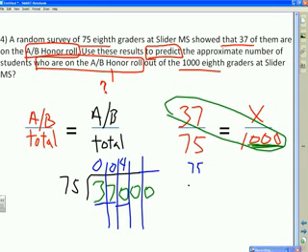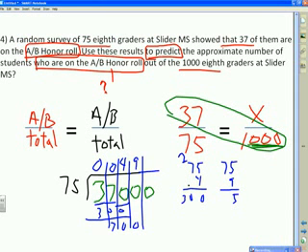And let's go and do that. 75 times 4 is 300. I'm going to do my subtraction. 370 minus 300 is 70. Drop a 0. The next one, it's going to be 9. And I'm going to do my math off to the side. 75 times 9 is 675.